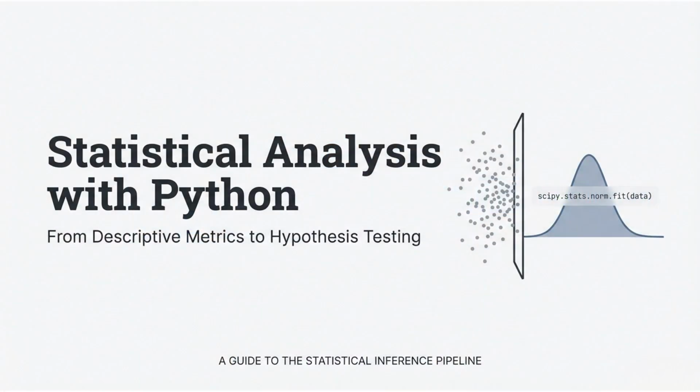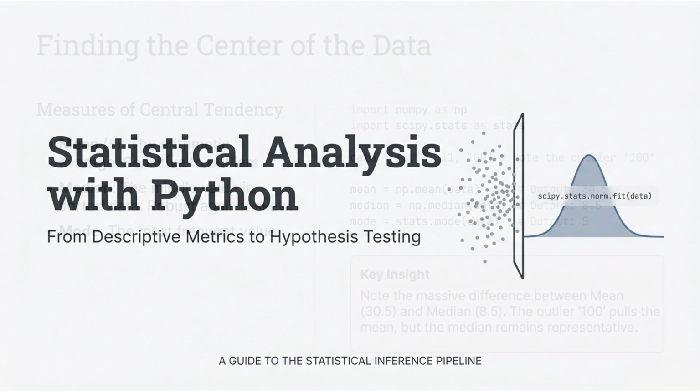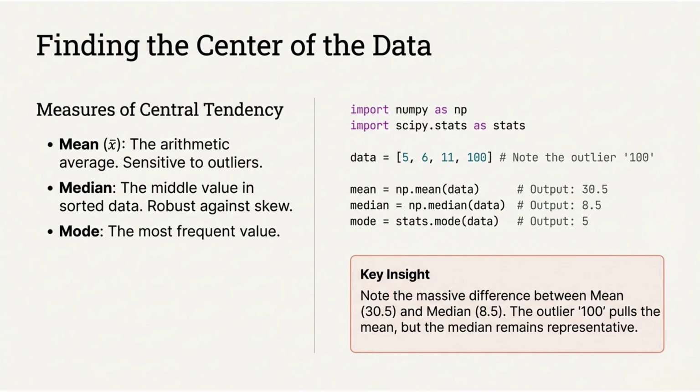Statistics for data science involves understanding data behavior. It helps us summarize information, measure uncertainty, and draw conclusions from samples. In Python, statistics becomes a powerful tool when combined with libraries such as NumPy, Pandas, and SciPy. One of the first steps in data analysis is finding the center of the data. We learn how to find the center of the data.